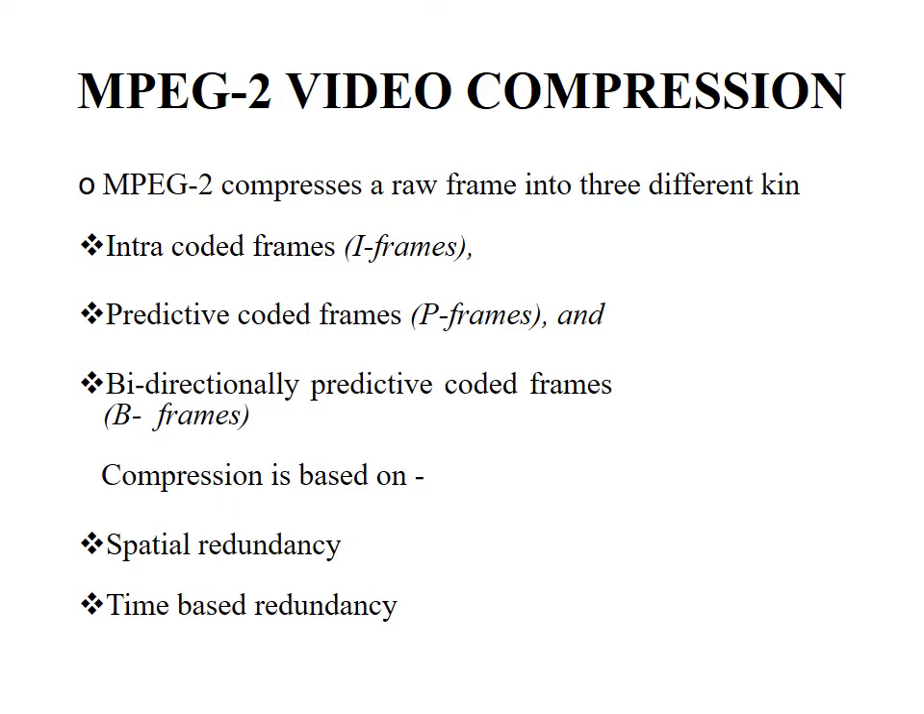So next thing is MPEG-2 video compression. Here we will be compressing a raw frame into three different kinds, that is I frame, P frame and B frame. These three frames play a major role in the video compression technique. I frame stands for intra-coded frame, P frame stands for predictive coded frame, and similarly B frame stands for bidirectionally predictive coded frame. Okay, so this frame compression is mainly based upon spatial redundancy or time-based redundancy.